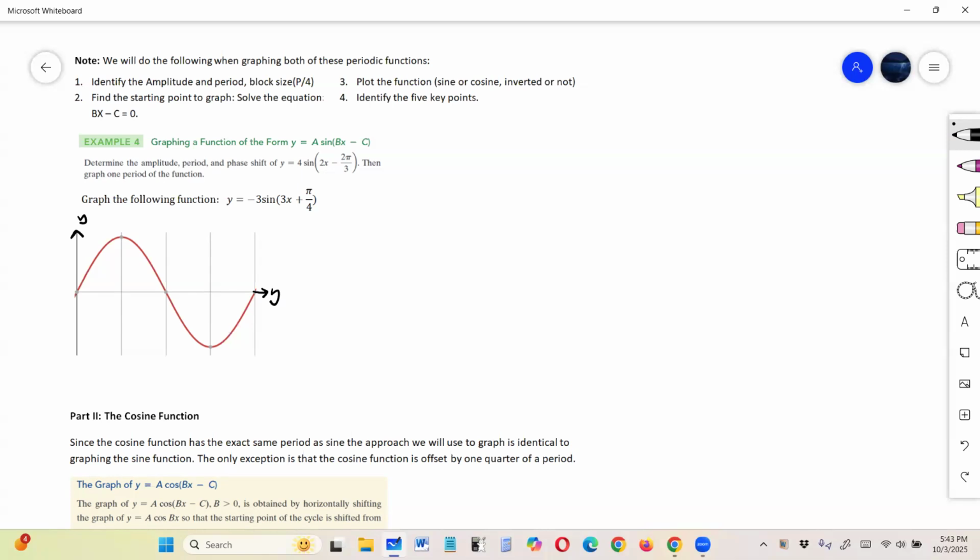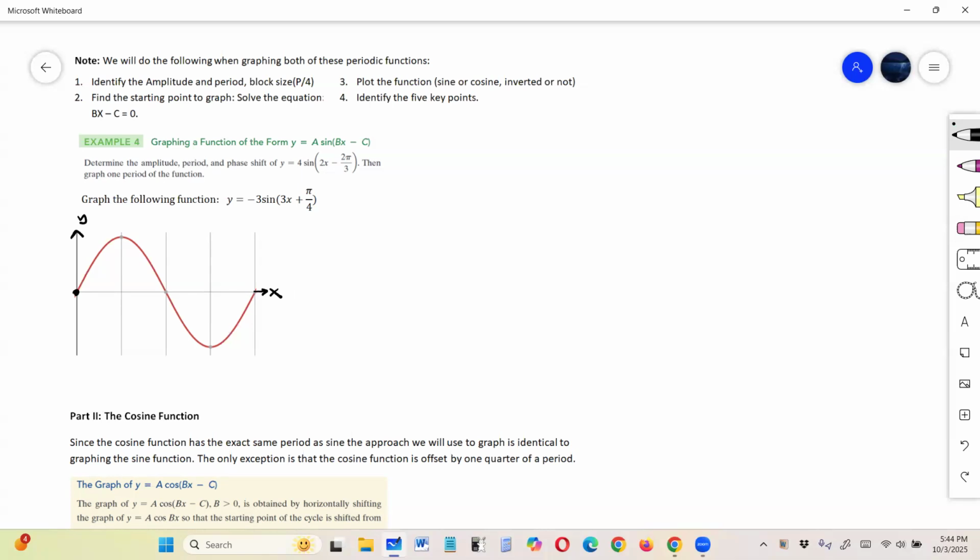Now, on the exam, you obviously won't have the sine and cosine graphed. You're going to have to graph it yourself. The only thing I'm going to give you are the axes, the y-axis and obviously the x-axis. That's it. You won't have anything else.